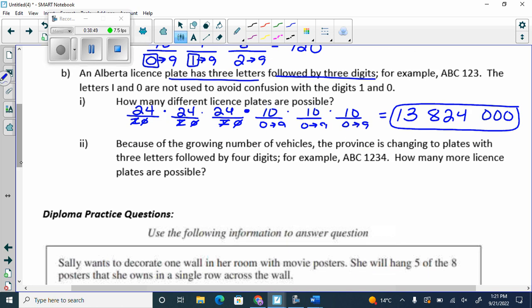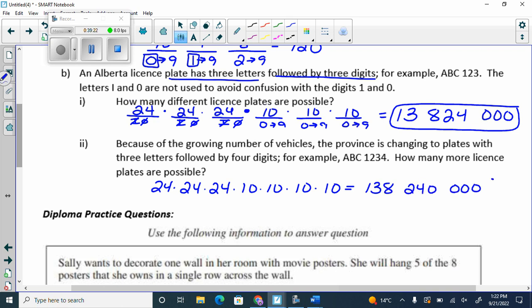So because of the growing number of vehicles, Alberta did this, the province is changing to plates with 3 letters followed by 4 digits. Adding another digit adds a 10, correct? When you add a 10, you add a 0, which doesn't sound like much, but you're actually adding a placeholder, right? So we would actually get 24 times 24 times 24 times 10 times 10 times 10 times 10. Now instead of 13 million, it's going to be 138,240,000. So it gets you to 138 million. That's more than 100 million more, right? So it makes a big difference.